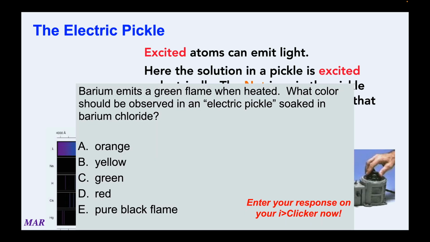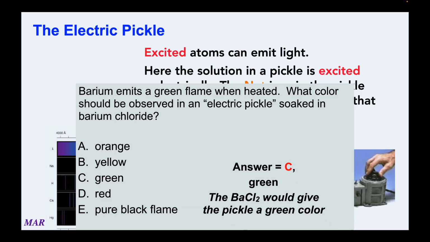So this is a question you might see. It says barium emits a green flame, and the question is what color should be observed if you did an electric pickle soaked in barium chloride. And you could have a pickle soaked in barium chloride. I wouldn't want to eat it, but that's okay. Well, anyway, if barium has a green flame and you apply electricity to it, then the barium chloride pickle should be green as well. So it's the barium, the metal here, which is responsible for the color. It's yellow if it's sodium, kind of an orange color if it's potassium, and barium would certainly be kind of a green color.